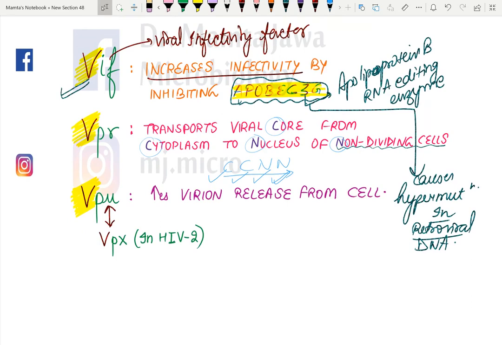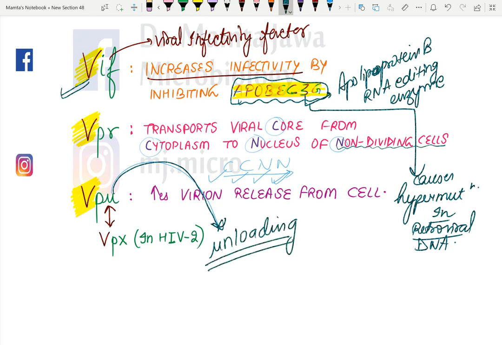Then finally we have got the VPU gene which encodes for the VPU protein. Now remember U as unloading. Just like a truck is unloading its goods, okay, off the truck. This should help you remember that VPU protein helps in unloading the daughter viruses from the infected cells. In other words, it increases the release of virions from the infected cell. So think of U as unloading.